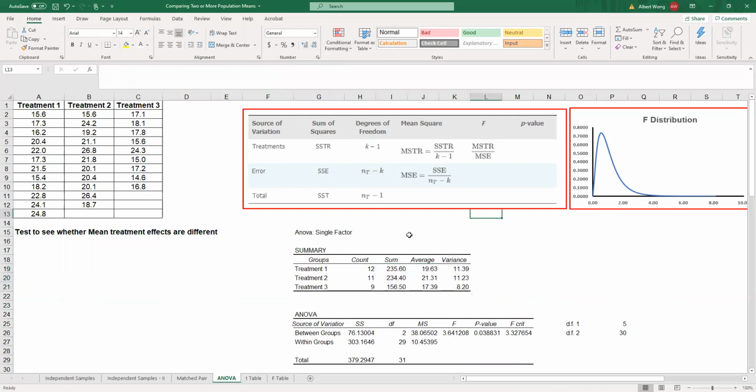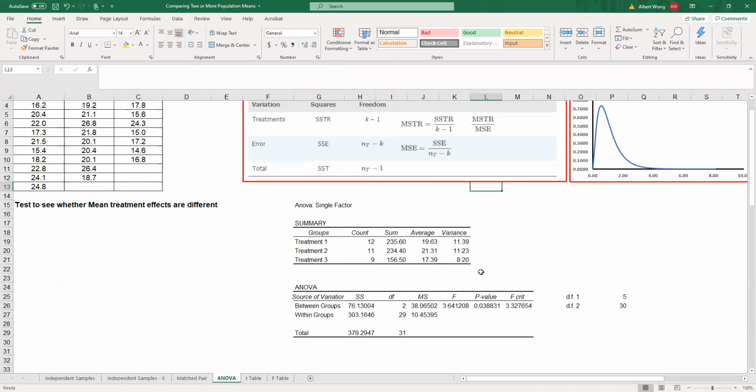Right? So the output has two sections. The first section is the summary. The summary gives you the mean and the variances of each of the groups. We have three groups, three samples. They are not really useful if you want to do hypothesis tests. The second part of the output is the key. The second part of the output is called the ANOVA table.